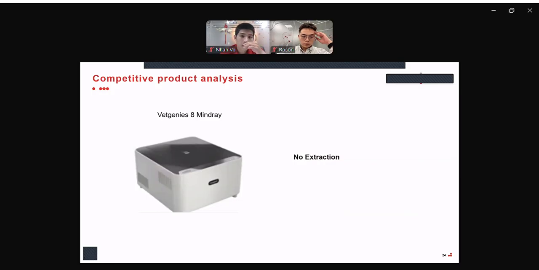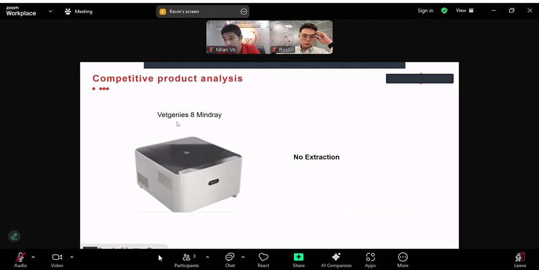And the next one is the Mindray machine. Do you know this machine, or have you ever represented this machine before?